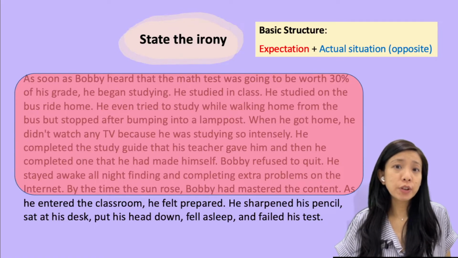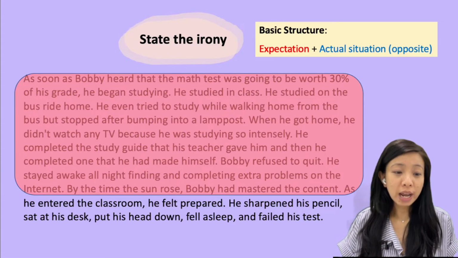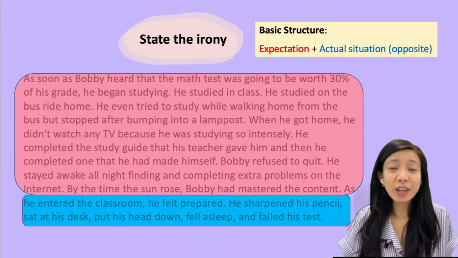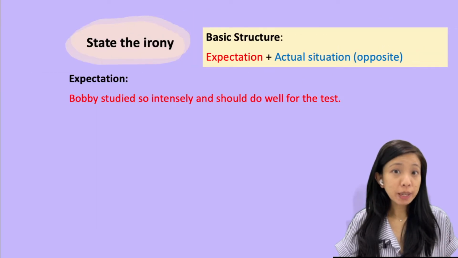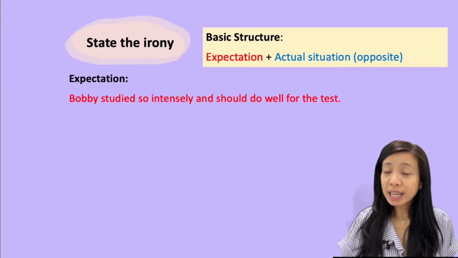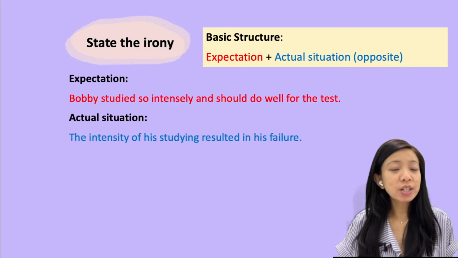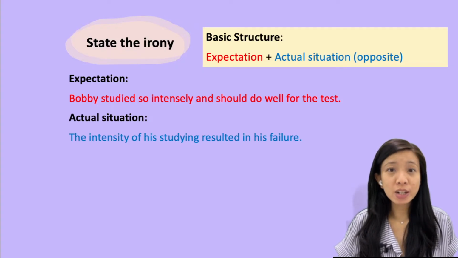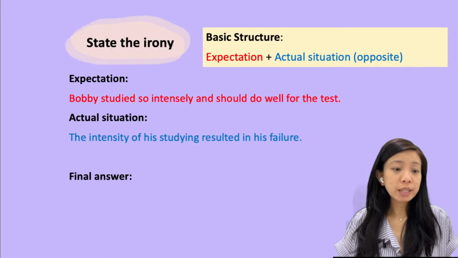So if we study very intensely for something, our expectation is that we would pass the test. However, in this situation, what happened was when he went for the test, he ended up falling asleep and failing the test. So let's see how we can craft our answer. The expectation is that Bobby studied so intensely and should do well for the test. However, the actual situation is that the intensity of his studying resulted in his failure or failing of the math test. So how I would craft my answer would be something like this.